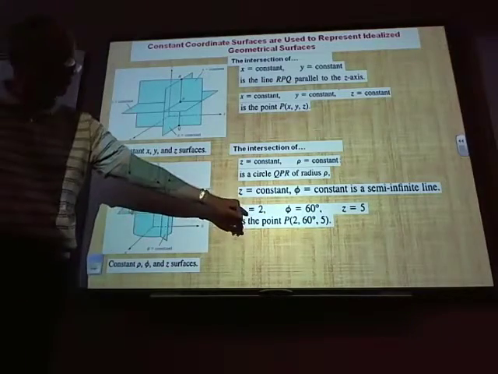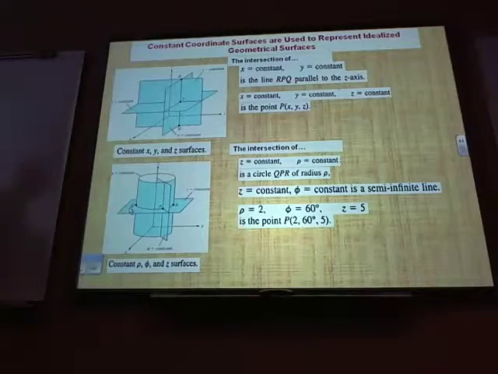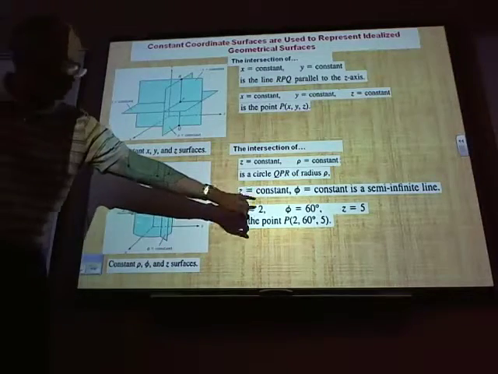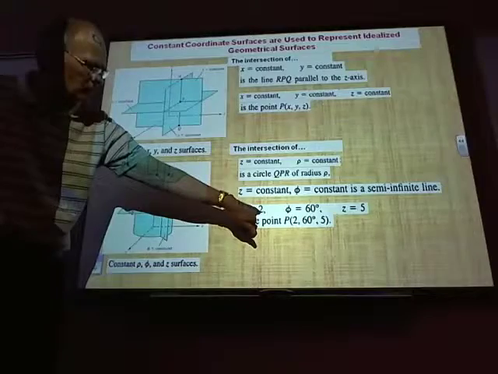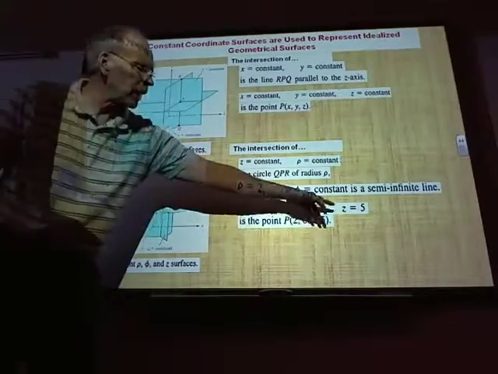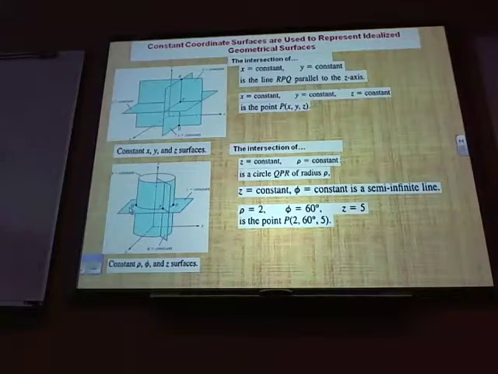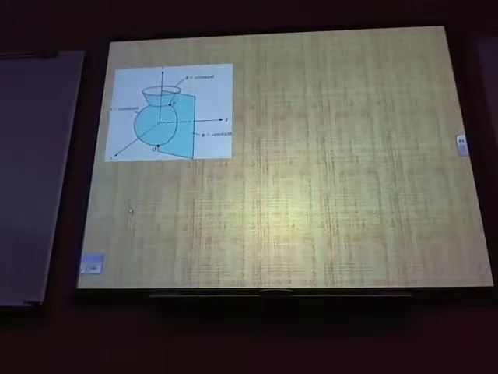Then if you look at the point where rho equal to 2, phi equal to 60, and z equal to 5, this is a point. Its radius from the z-axis is 2, its angle from the x-axis is 60 degrees, and how far up along the z-axis is 5. So that's all this means. Oh Lord, it's getting worse.